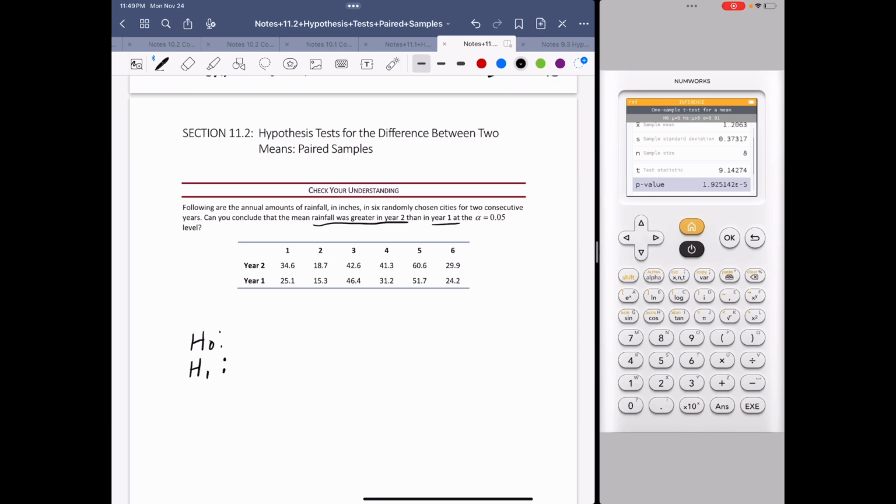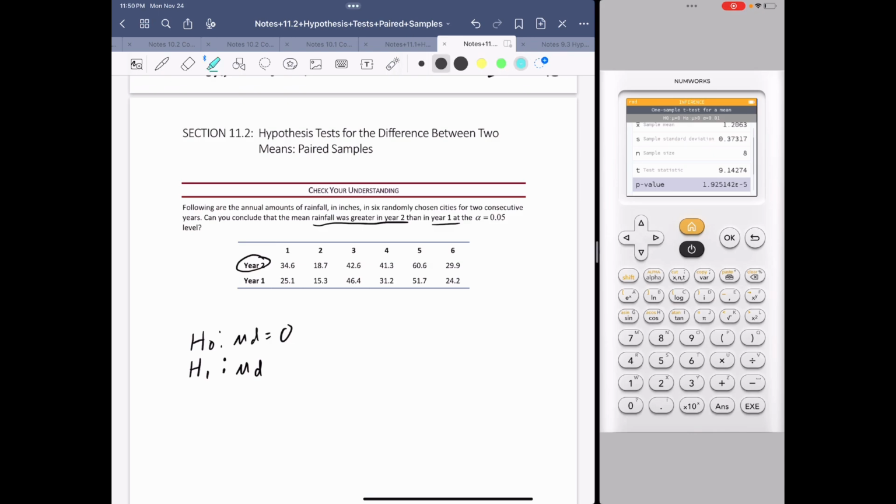Here's what I want to know. H0 is always mu of D is 0. Now, H1: can you conclude that the mean rainfall was greater in year 2 than in year 1? I can't write it like that, year 2 greater than year 1. I need to do something about these differences. What you want to do with these differences is say either not equal to 0, greater than 0, or less than 0.